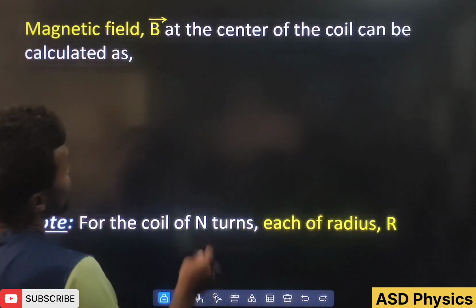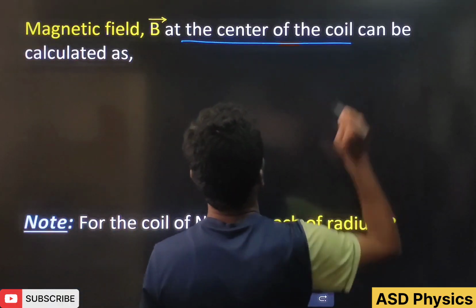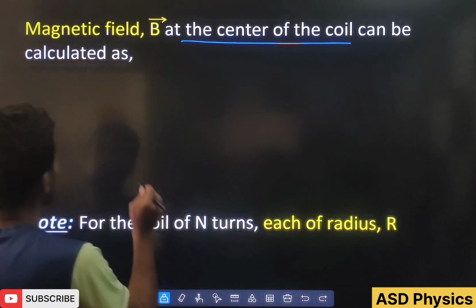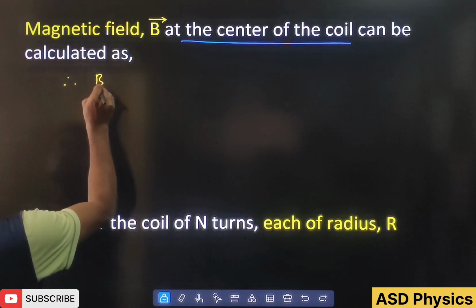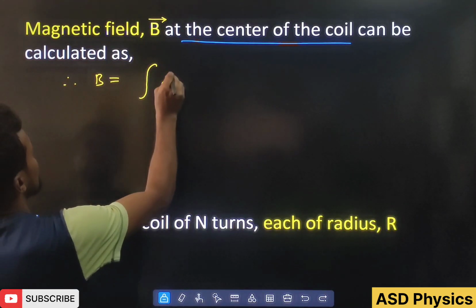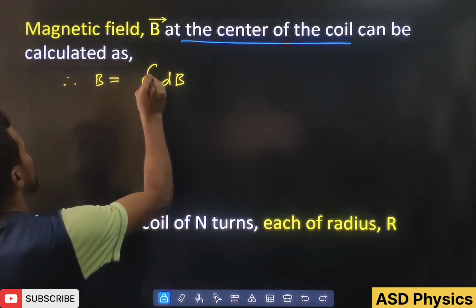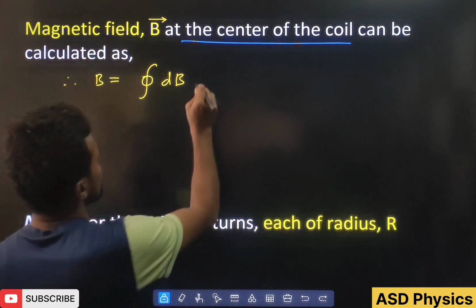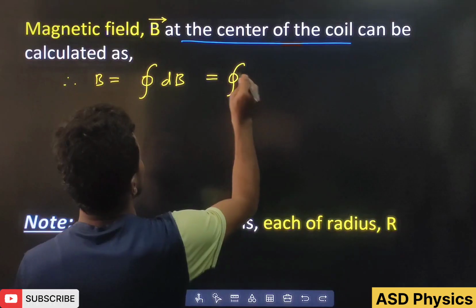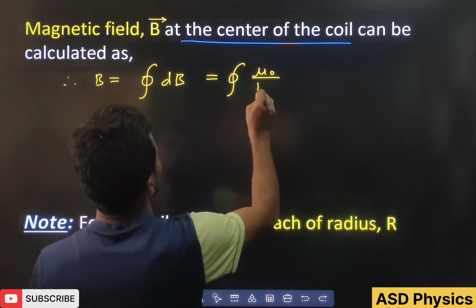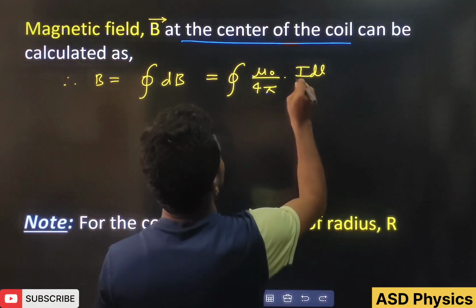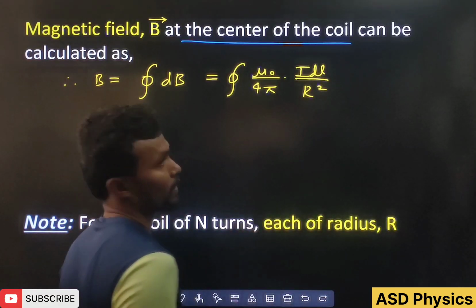So what we can write here, see here? Magnetic field B at the center of the coil can be calculated as here, okay? So what we can write here, see? Magnetic field at the center of the coil. That means due to each and every current element, we have to do the integration. Closed coil, so closed integral dB, is it? So now what we can write here, see? Closed integral dB equals mu naught by 4 pi here I dl by r square, is it?